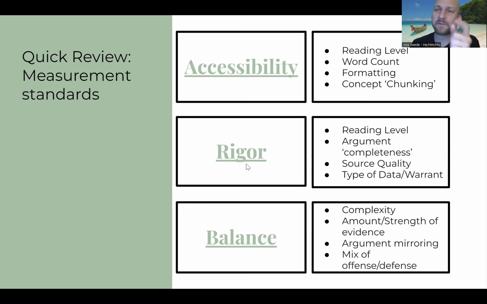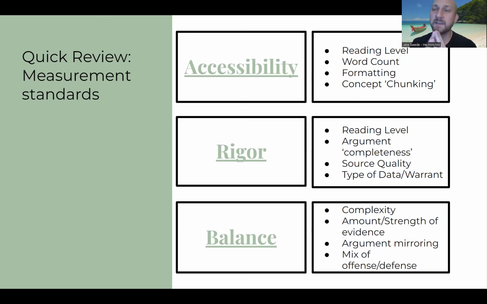Second big area of measurement standards is rigor. For rigor, we're going to use reading level again. We're going to use argument completeness. So we're thinking about, is there a claim? Is there data that supports that claim? And then are there warrants that explain how that data supports that claim, right? That's a complete argument. We're going to look at source quality. Source quality matters for when you're creating the citations, which I emailed you about last week.